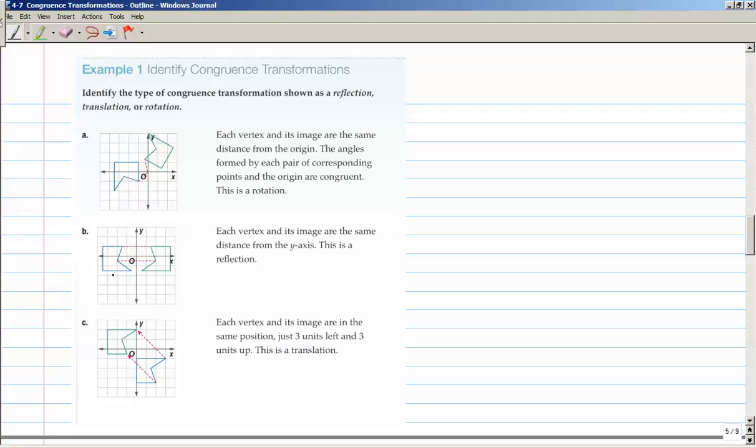In B here, the blue shape is flipped over the y-axis to give you the green shape, so this would be an example of a reflection. And in this case, the y-axis is the line of reflection. And here, in example C, the blue shape is slid up and to the left in order to get the green shape. That would be considered a translation.